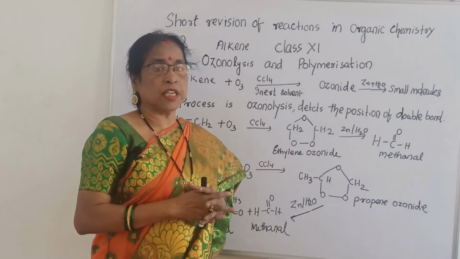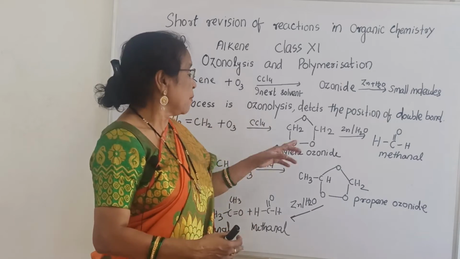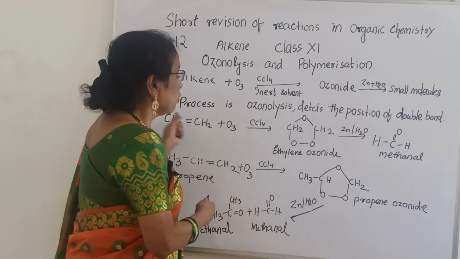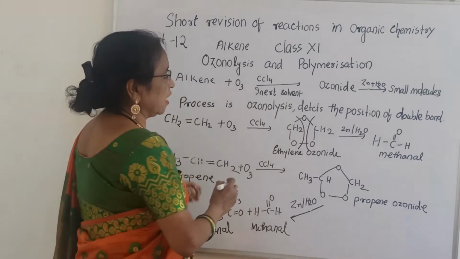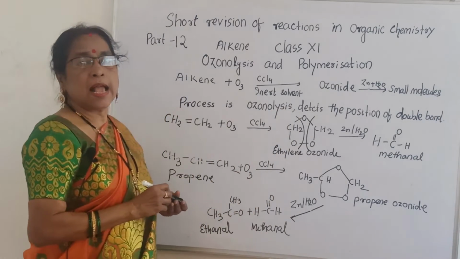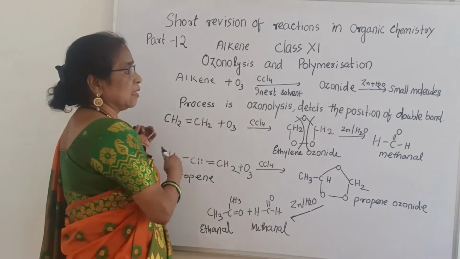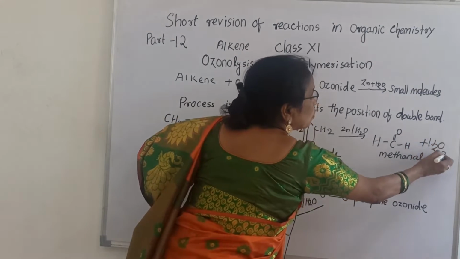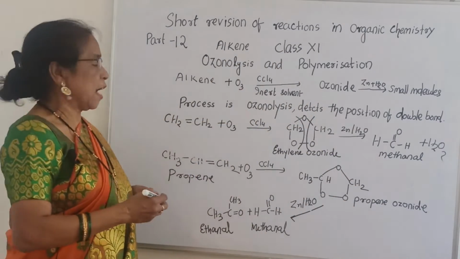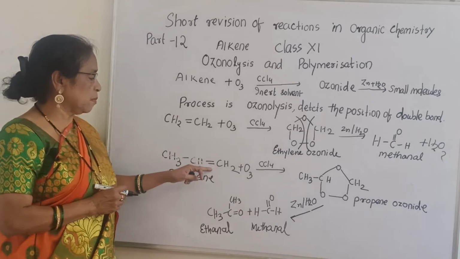The question is, how can you know that it will produce methanal and not others? Because here you can see, you can break this line and this line. You can see only HCHO is possible and one oxygen is left, and that is a byproduct as H2O2, hydrogen peroxide.